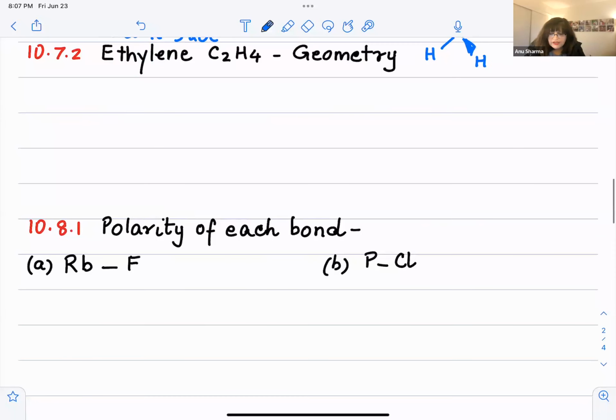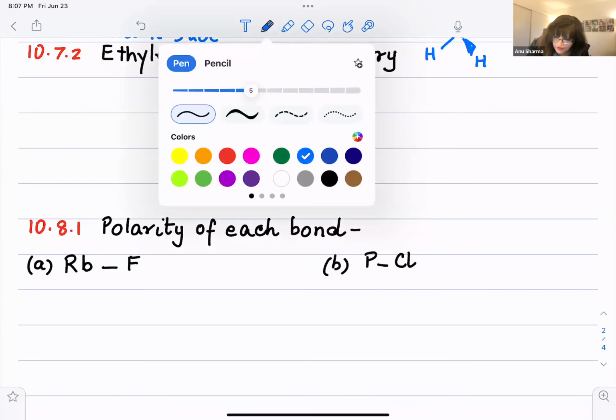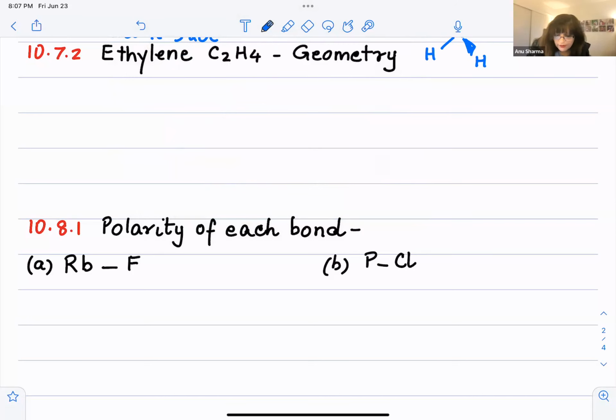Okay, now comes the ethylene, C2H4 geometry. So here we have ethylene, C2H4. What do we do here? Hydrogen obviously will make only one bond. So this is C and C, one hydrogen here, another hydrogen this side, another hydrogen this side. So these guys will connect like this. This is how you will bond.